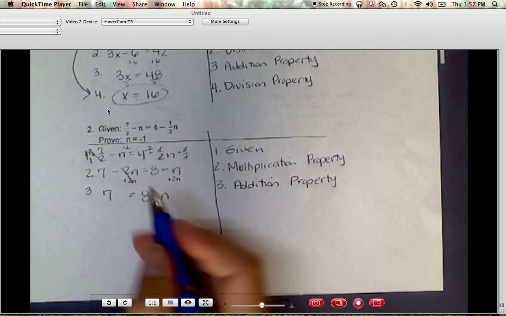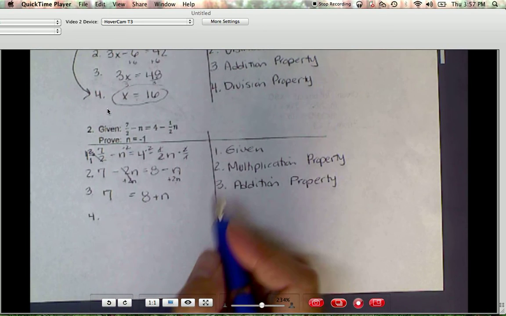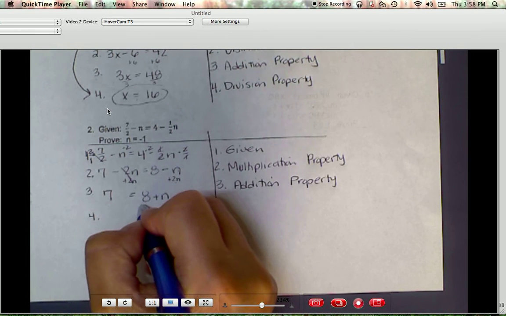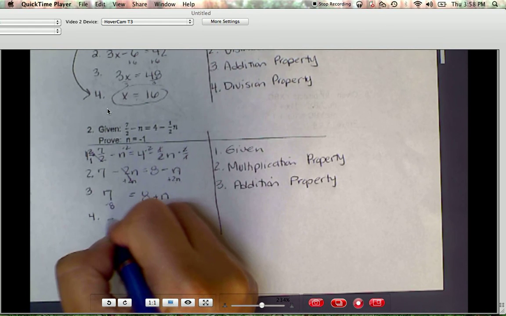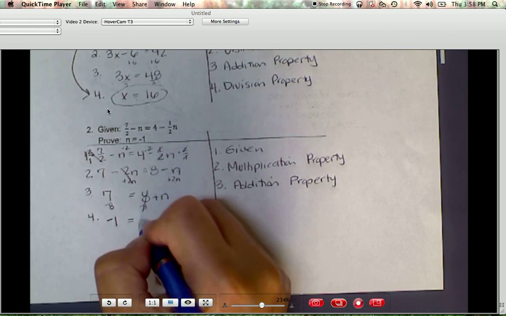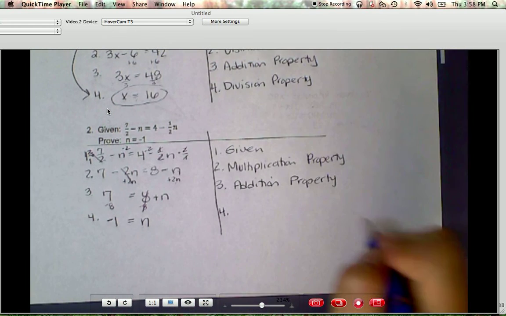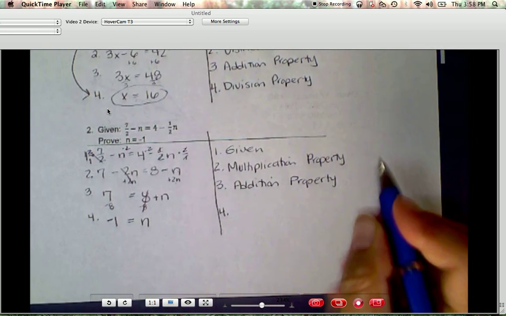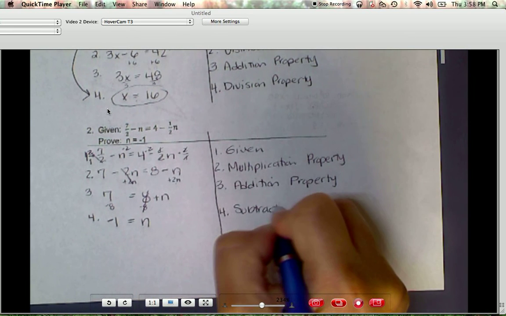All right. We're going to continue to get n alone by moving this 8 back. So we're subtracting 8 from both sides. 7 minus 8 would give us -1. These drop out and we get -1 equals n. And what's that property? Subtraction, because we subtracted 8 from both sides. Subtraction property.